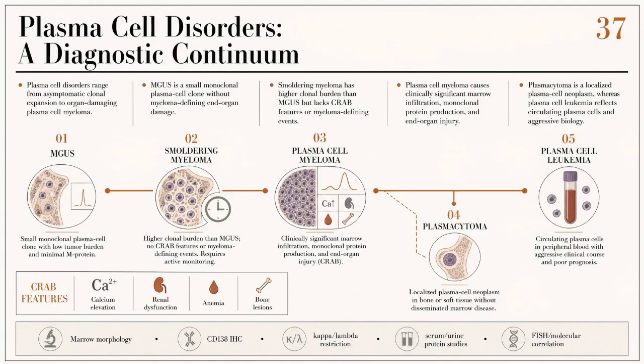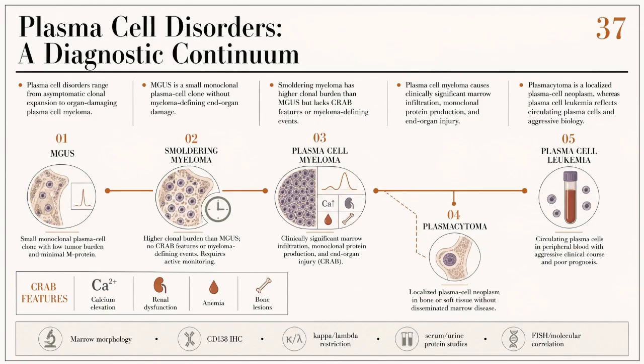Plasma cell disorders are defined by the clonal proliferation of plasma cells, which produce monoclonal immunoglobulin proteins detectable in serum or urine. At the benign end, MGUS is characterized by a low-level monoclonal protein and minimal bone marrow plasma cell infiltration, with no evidence of end organ damage. This subtlety makes MGUS a diagnostic challenge, requiring meticulous histological examination and sensitive ancillary testing to avoid overdiagnosis.